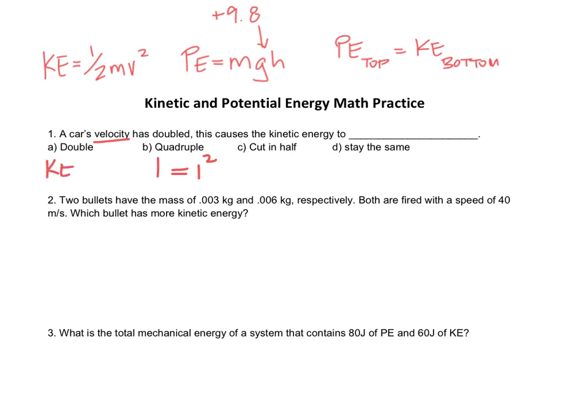I'm looking at kinetic energy in relation to the velocity. If the velocity is 1, then 1 squared becomes 1. But if I double my velocity, so instead of 1 I double it to 2, don't forget that your velocity is squared. So 2 squared becomes 4. When I double my velocity from 1 to 2, it causes my kinetic energy to go from 1 to 4. In other words, my energy has quadrupled.